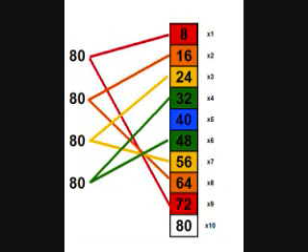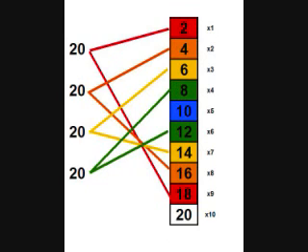Here in the 8th column, 1 and 9 total 80 and are complements. 2 and 8 total 80 and are complements. 3 and 7 total 80 and are complements, and so forth. Here is column 2, where the complementary pairs total 20.